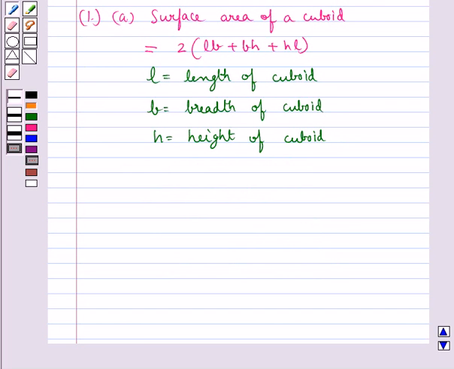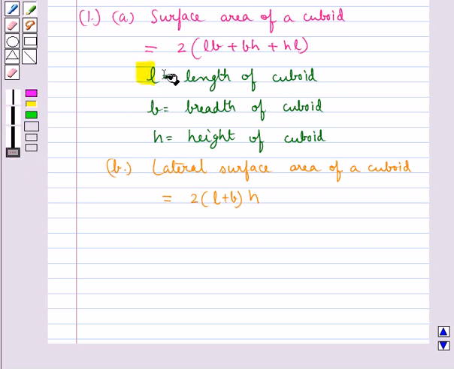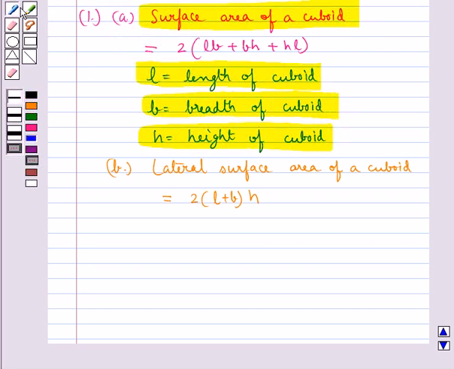When we find the surface area of the cuboid, we consider all the six faces of the cuboid. Now, when we exclude the area of the top and the bottom faces, the area of the remaining four faces is called the lateral surface area of the cuboid. So, next we have the lateral surface area of a cuboid, given by the formula 2 into L plus B into H, where again L is the length, B is the breadth and H is the height of the cuboid. The surface area of the cuboid is sometimes referred to as the total surface area.